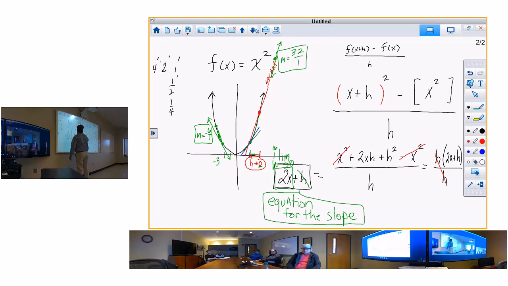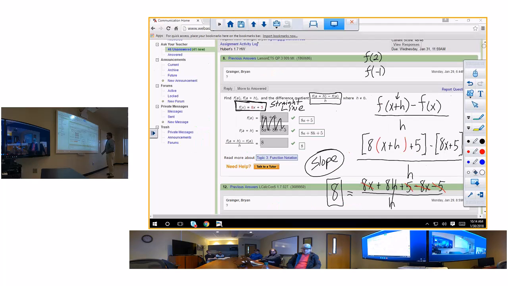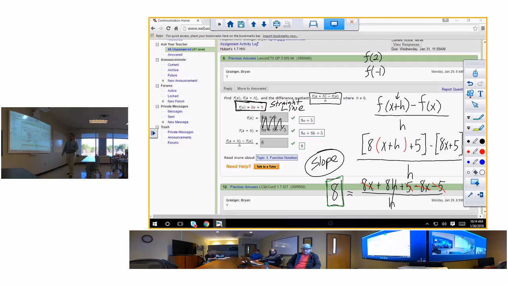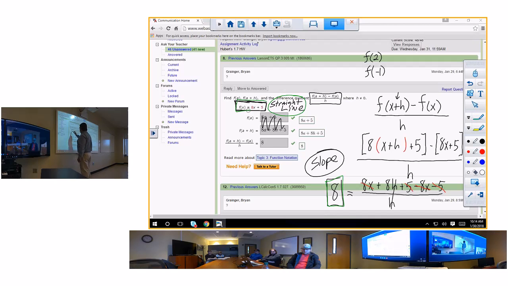Where is it? Oh, it's on the whiteboard. Why did this come out to be just a number instead of a number and an x? Because it was a straight line. Because it's a straight line, and that's what you're supposed to come out with. Now, what is this number compared to this?